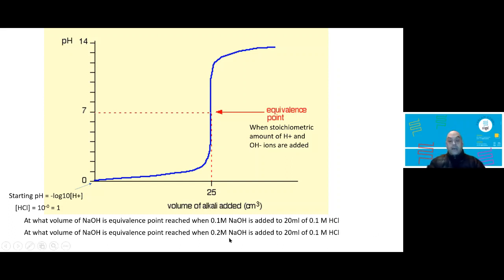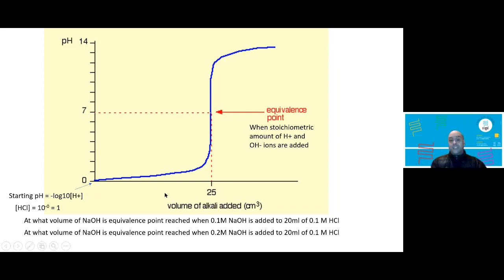Here, I've just switched it up a little bit, and you've got 20 mil of 0.1 molar HCl. This time we're adding a base that's 0.2 molar, so it's twice the concentration. So hopefully you can appreciate you're only going to have to use half the volume. That would work out at 10 mil. So if you're doing your sketch here, I would put my equivalence point, this steep section, at 10 mil for this acid base titration, and for this one, I would put it at 20 mil.